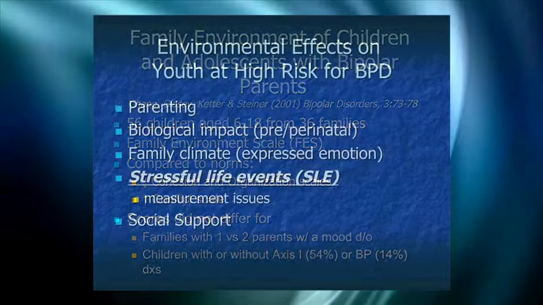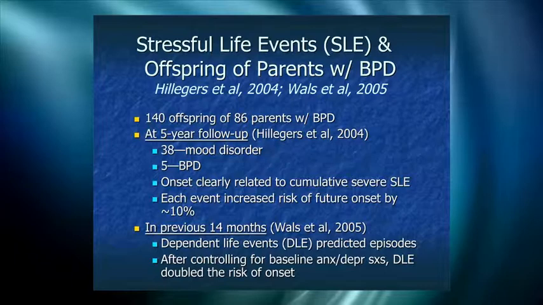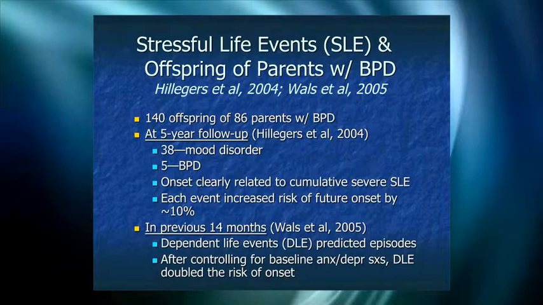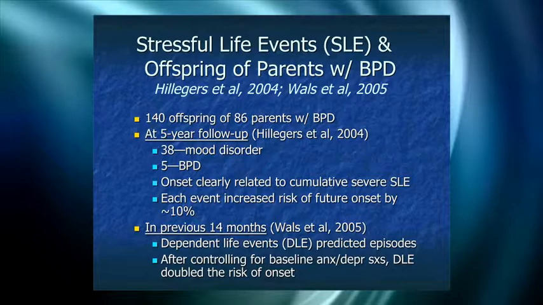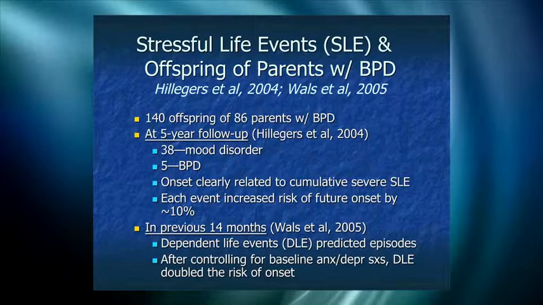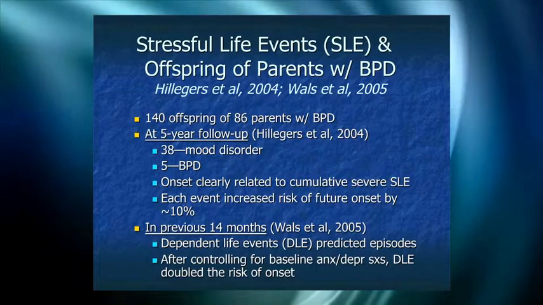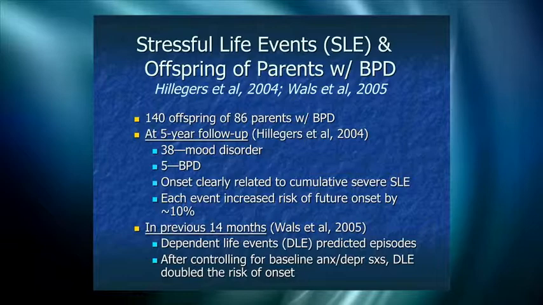How about stressful life events and social support? Okay, two studies that reported on the same cohort, 140 offspring of 86 parents with bipolar disorder, and at a 5-year follow-up, 38 had any mood disorder, 5 had bipolar disorder. The onset was clearly related to cumulative, severe, stressful life events. Each event increased the risk of future onset by approximately 10%. And then when they looked backward to the previous 14 months, dependent life events predicted episodes. After controlling for baseline anxiety and depressive symptoms, dependent life events doubled the risk of onset.